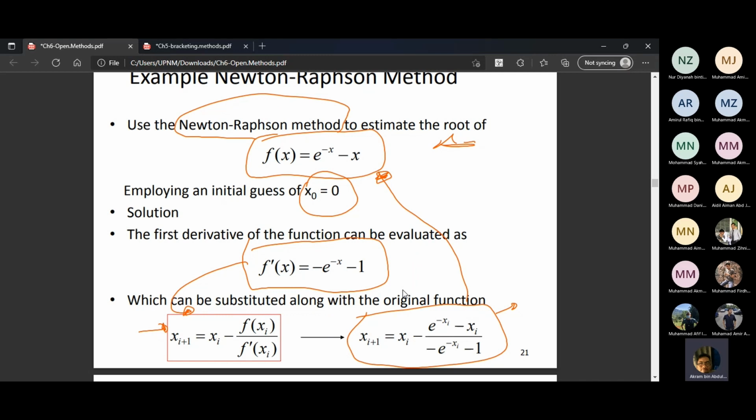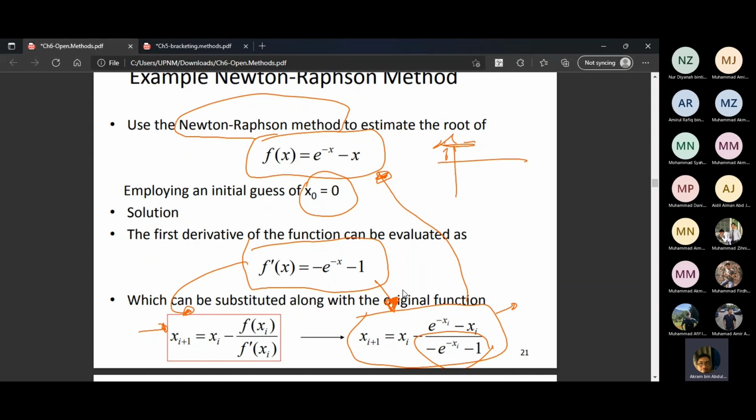So kita akan dapat, so we can create from the original function, we can create an equivalent function of Newton Raphson for each given function. So kita dapat x(i+1) is equal to xi minus f of xi, which is this one, exponential minus xi, divided by the f prime x, which is this one. So now we have the formula. The next thing is to compute.